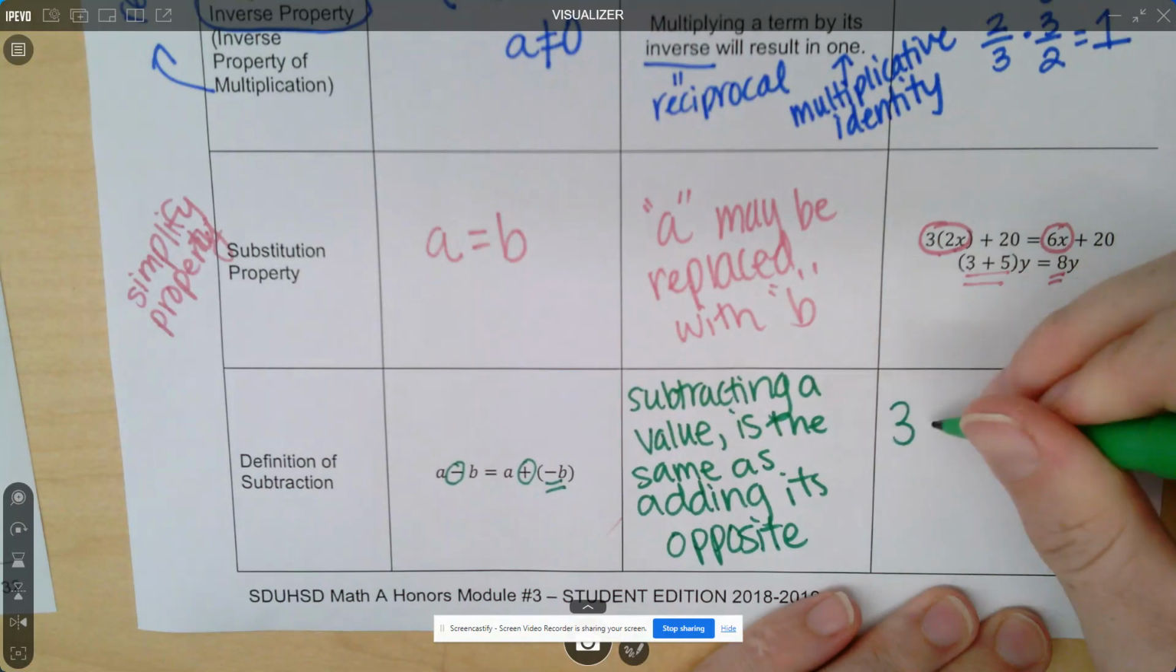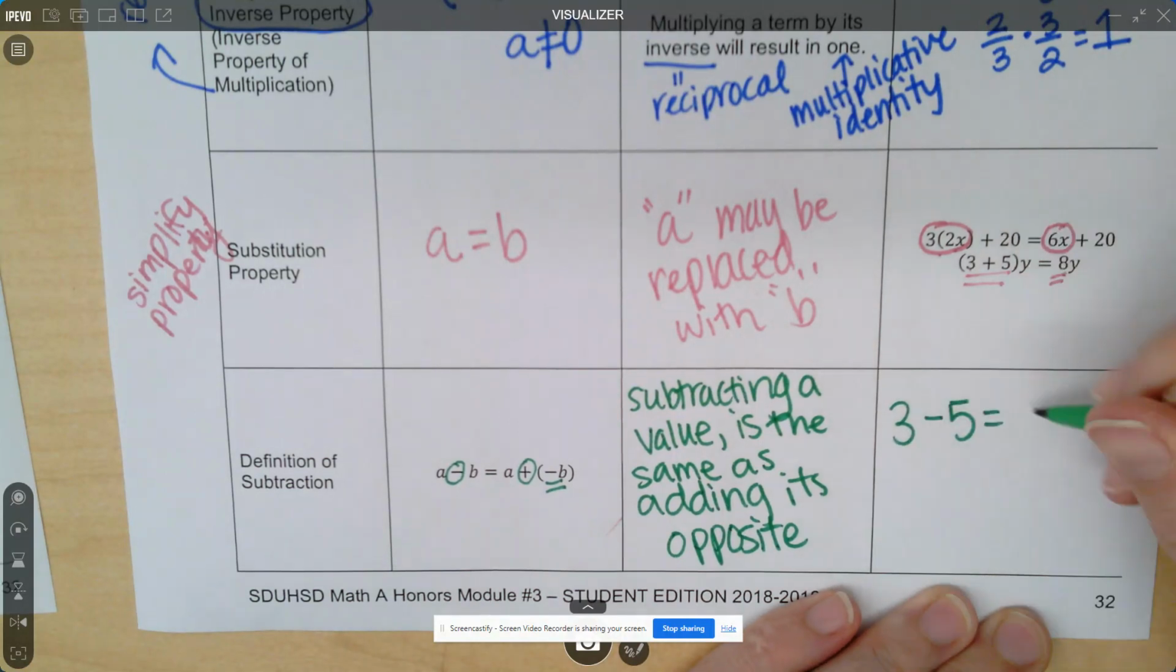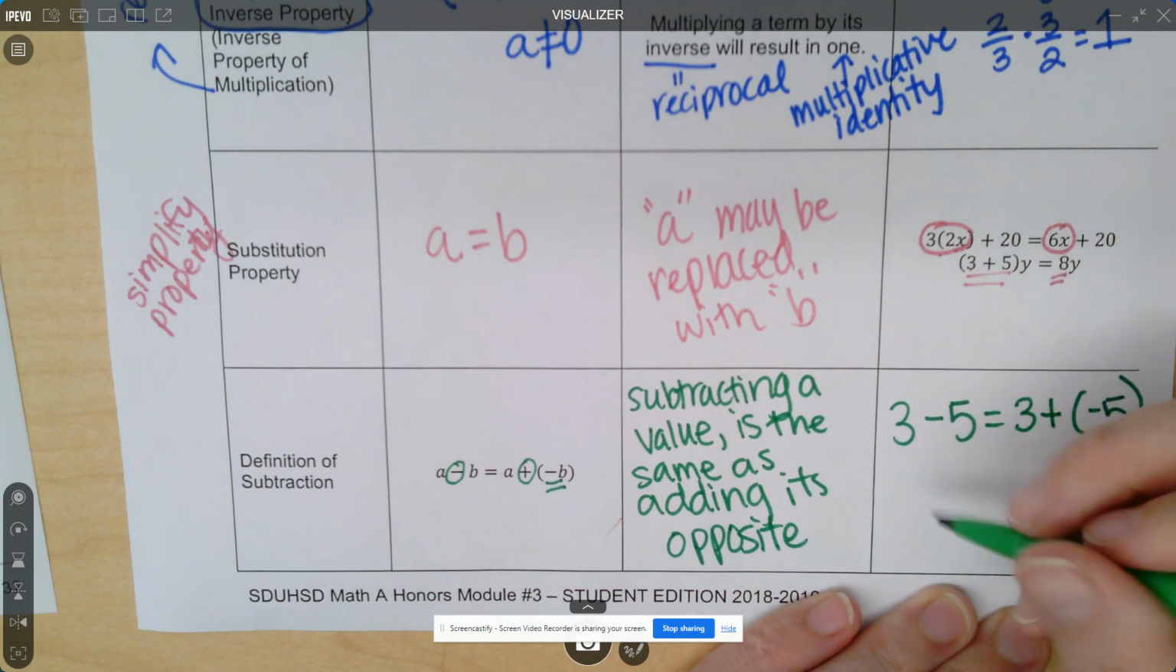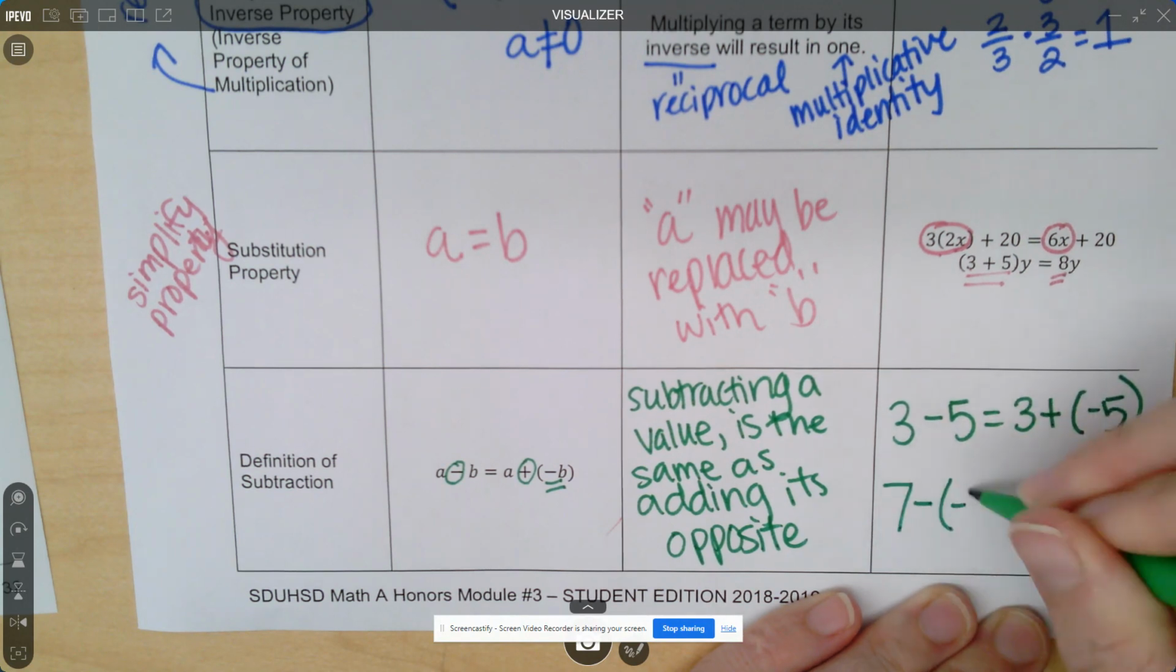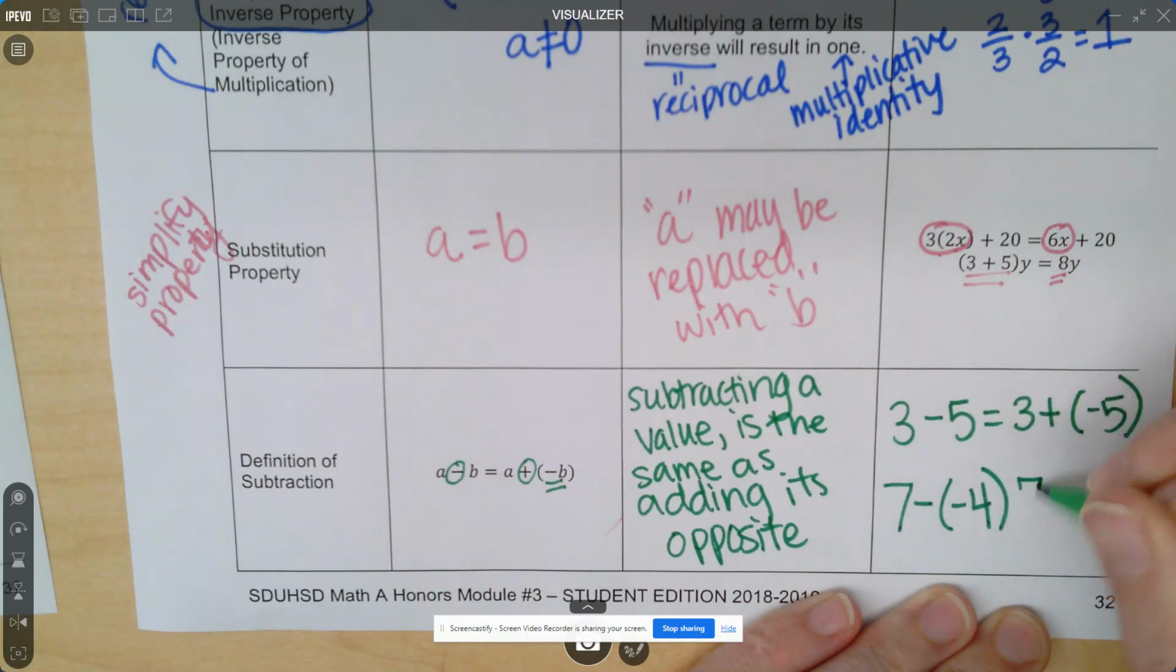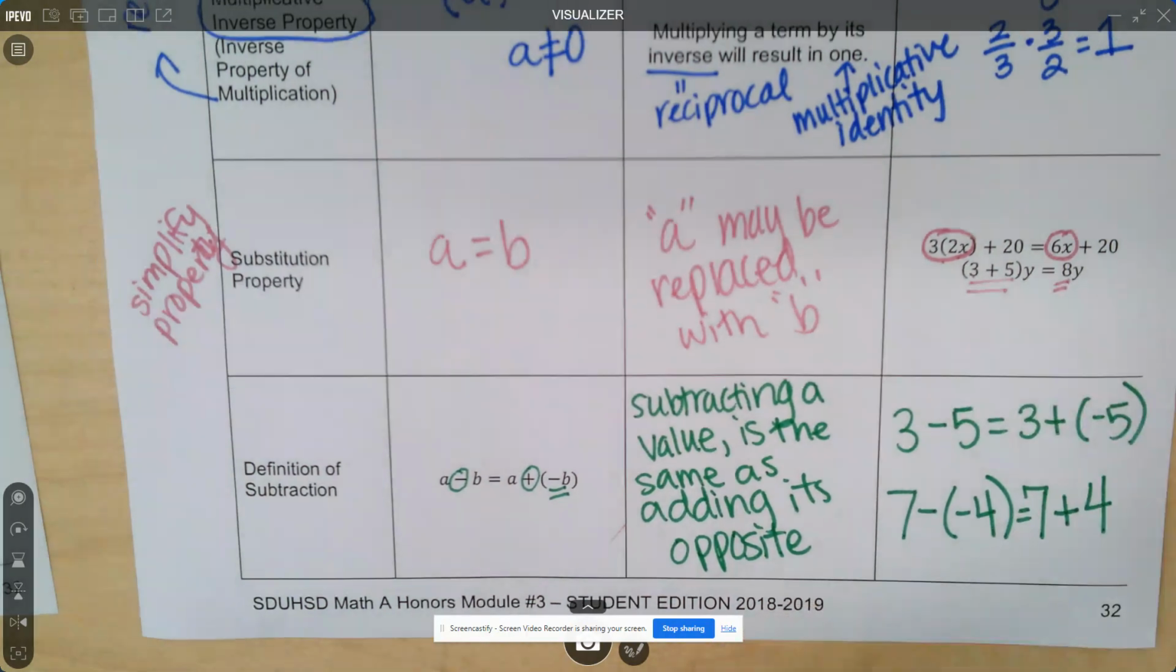So if I had 3 take away 5, we know that's the same as 3 plus negative 5. If you had 7 minus negative 4, that's the same thing as 7 plus the opposite of negative 4, which is positive 4.